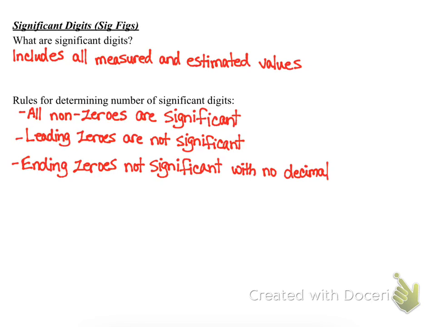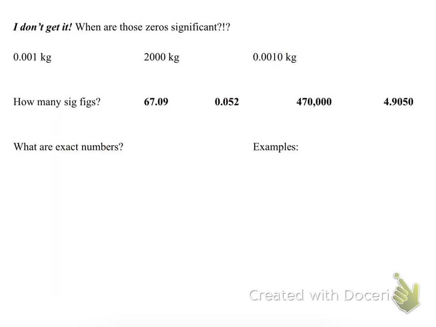Also, I didn't make it in the list here, but if you have zeros that are between two other numbers, like sandwich zeros, they're also always significant. The best way to learn it is just to practice. So we will go through some numbers that have zeros in them, and we'll talk about which ones are significant and which ones are not, and how many sig figs their number has.